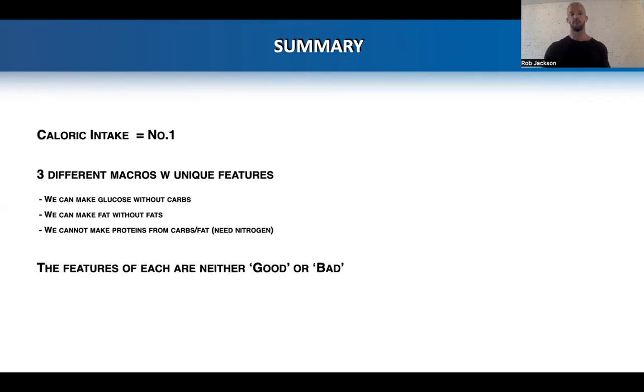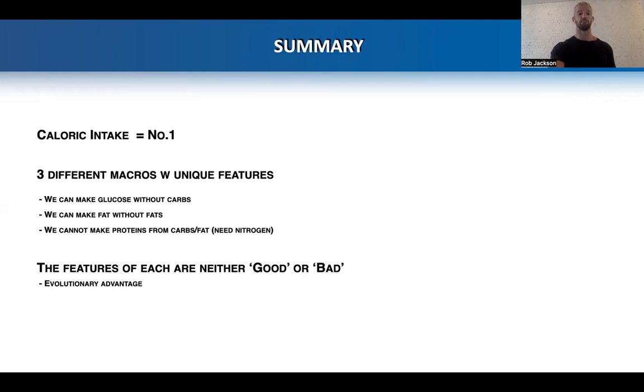Another little thing to remember is that the features of each of these are neither good nor bad. When we're looking at carbohydrates, protein and fat, they've got different features. We don't assign good or bad to foods and types. It's just that they're different, and they all provide an evolutionary advantage for us, because by being able to consume a variety of different foods and survive off those, we've got an evolutionary advantage compared to, say, a creature that could only consume one food source.